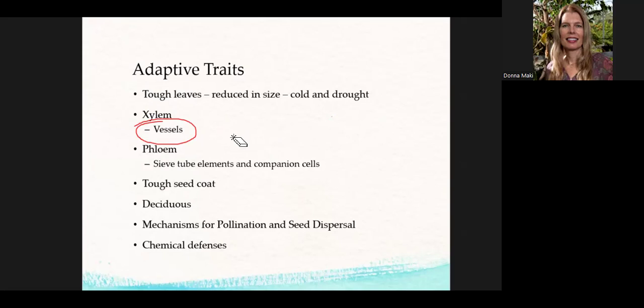Phloem, they also evolved sieve tube elements and companion cells, whereas the gymnosperms just have sieve cells, which are a little bit more primitive. That advancement, that evolutionary adaptation, is another reason they point to for why angiosperms are so successful. The seed coat usually is really tough and protective.